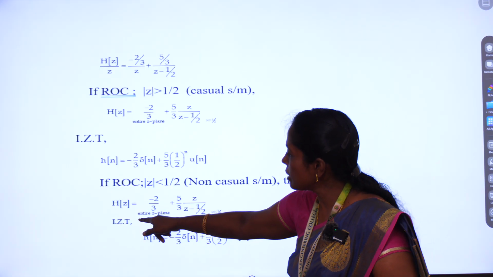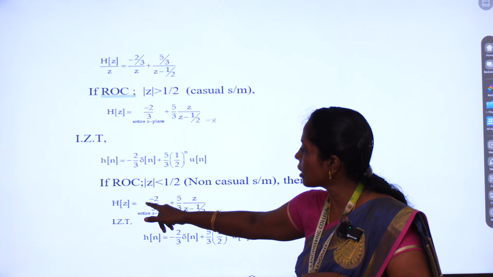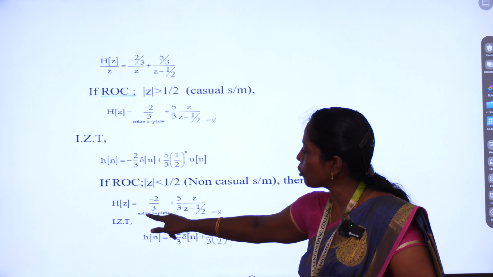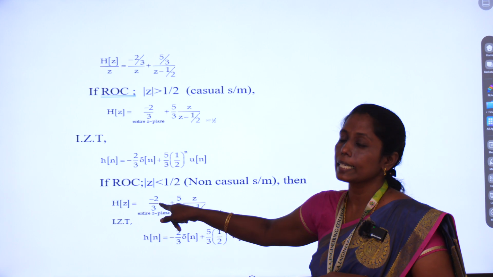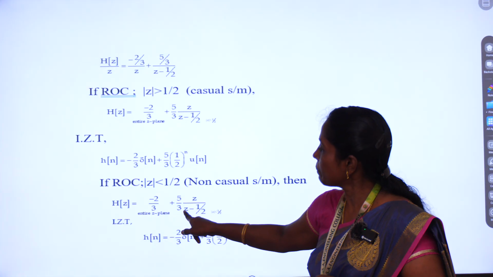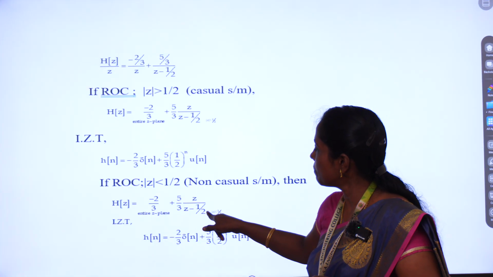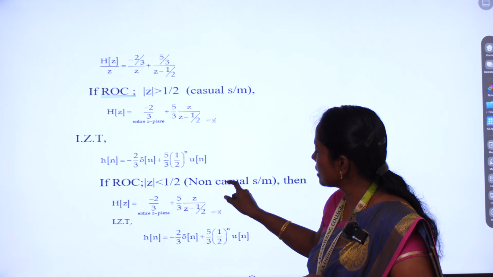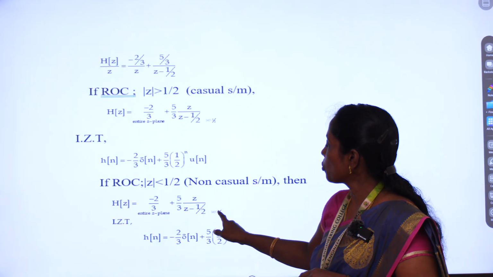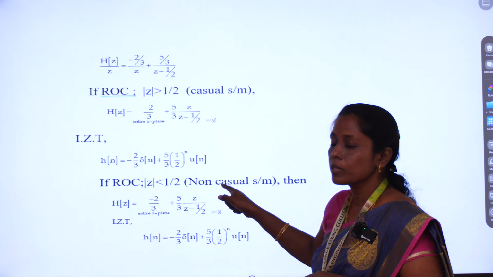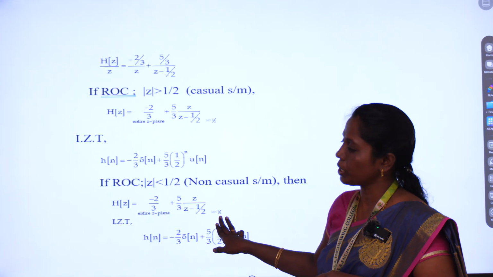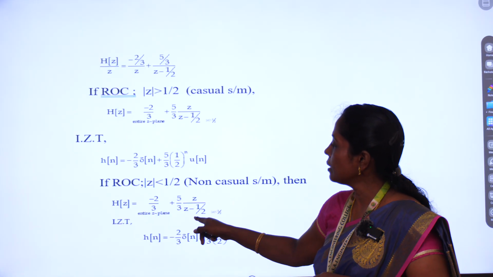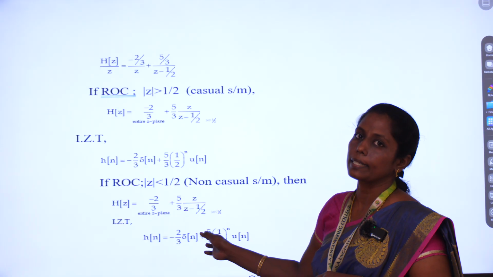So let us rewrite the equation again. H of Z is equal to minus 2 by 3, which for this term lies in the entire Z plane, and then plus 5 by 3 Z divided by Z minus 1 by 2. For this term, modulus Z is less than 1 by 2. So modulus Z less than 1 by 2 is the ROC condition for this equation. Now let us apply the inverse Z transform.